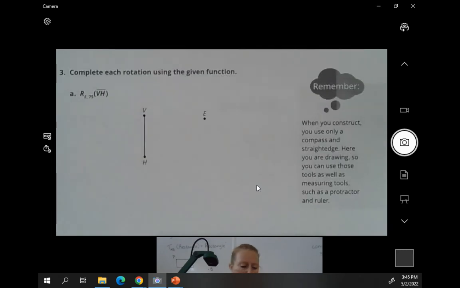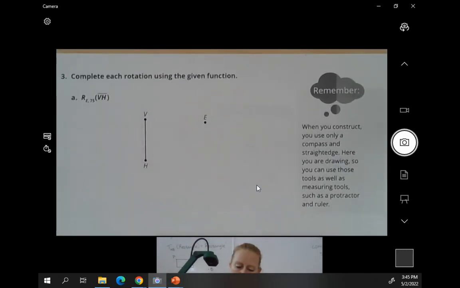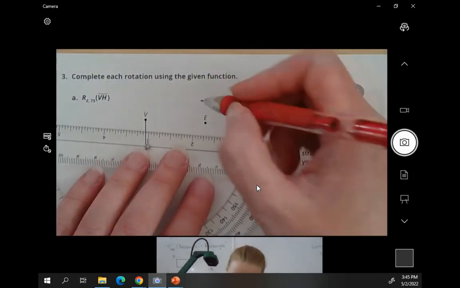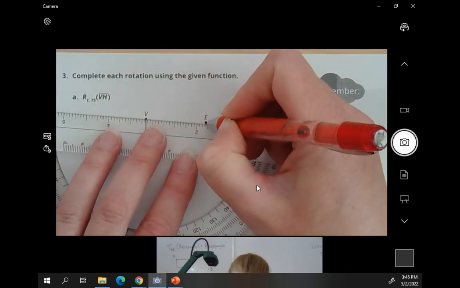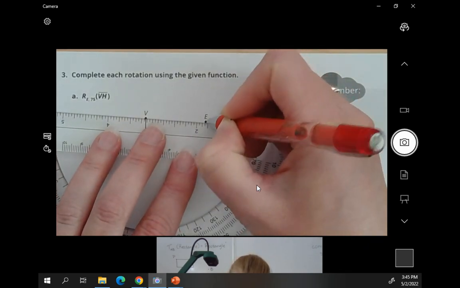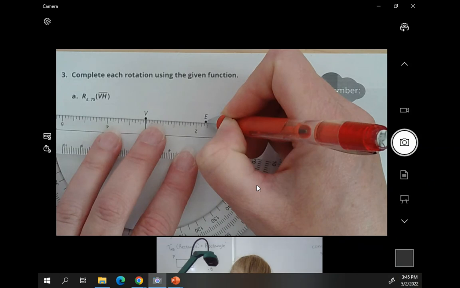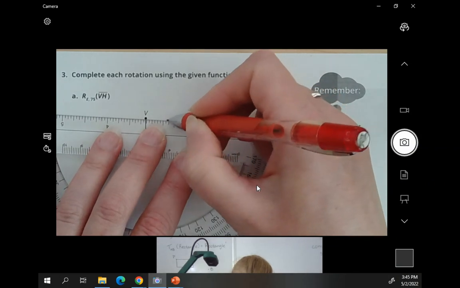So I'm going to go ahead and rotate this. First thing we do is we go from E to V. And I'm just going to use a dashed line. I think that makes it a little easier sometimes.